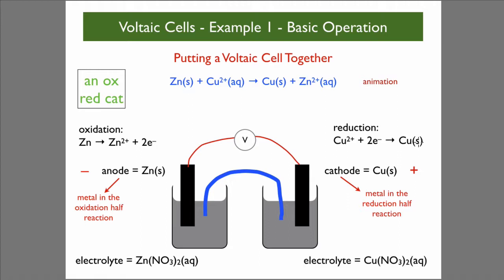Obviously the cathode is positive, and the electrolyte would be copper nitrate. The electrons flow from the anode to the cathode, and that makes sense. You think the zinc is giving up electrons, and over here the copper ion is reacting with the electrons to form the copper solid.